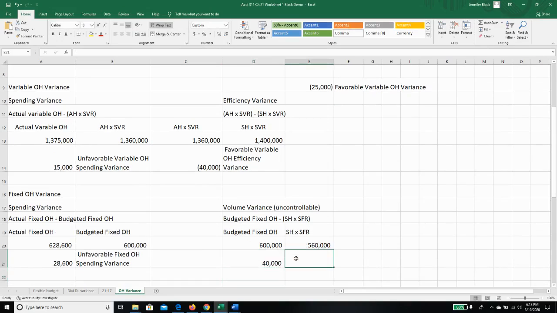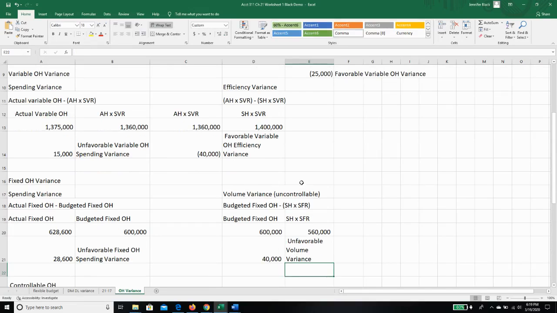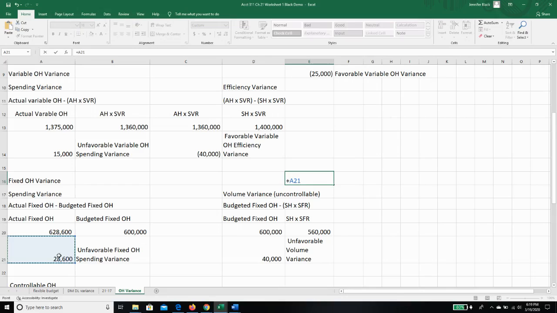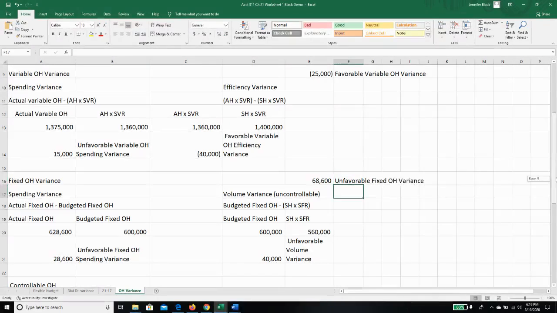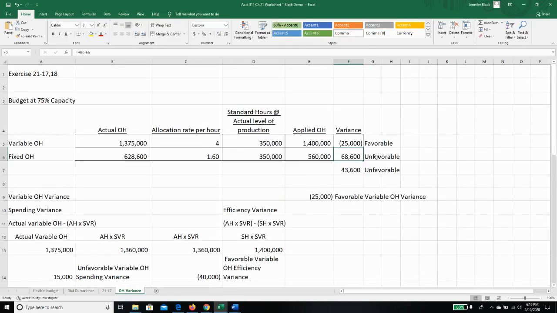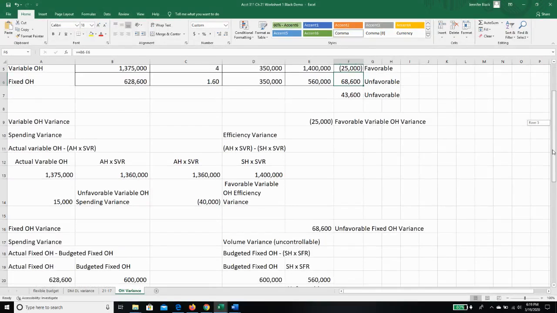we are going to end up with an unfavorable volume variance. And when we add our two variances together, we end up with a 68,600 unfavorable fixed overhead variance. Okay, so that's what we ended up with. So we know we're good.